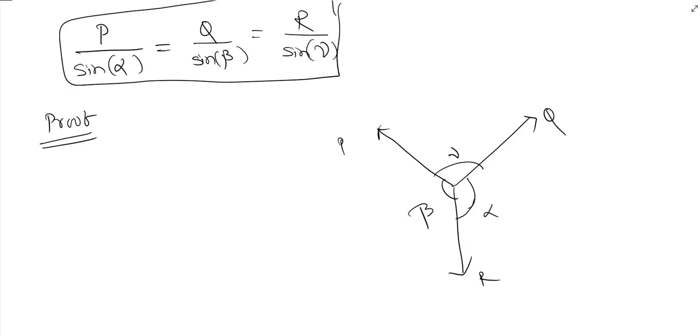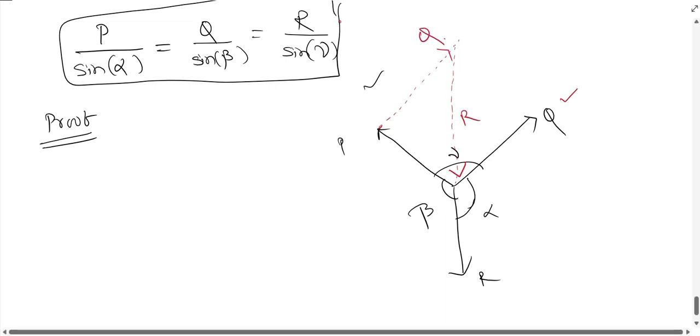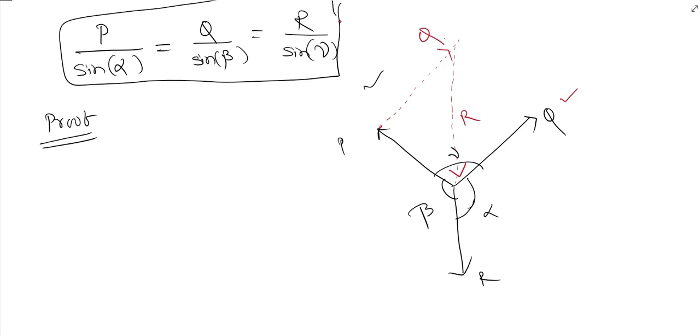Let's draw the diagram again. I have already drawn P, Q and R. Angle between P and Q is gamma, angle between Q and R is alpha, angle between P and R is beta. Let's draw the force Q over here again. This force Q we can show parallelly here as well. And the force R we can show here. So this is R and this is Q. Let's name this triangle A, B and C.